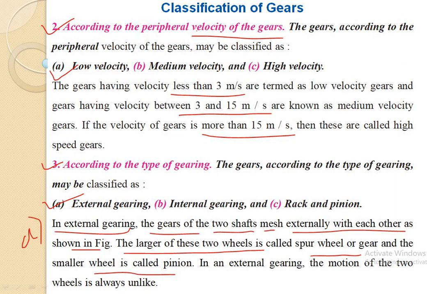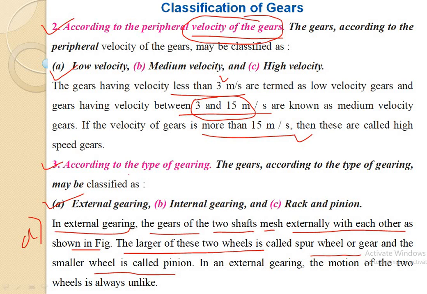Second major classification depending upon the velocity of gear. In that sub classification: low velocity if velocity is less than 3, medium if the velocity is between 3 to 15 meter per second, and high velocity gearing if the velocity is more than 15 meter per second.